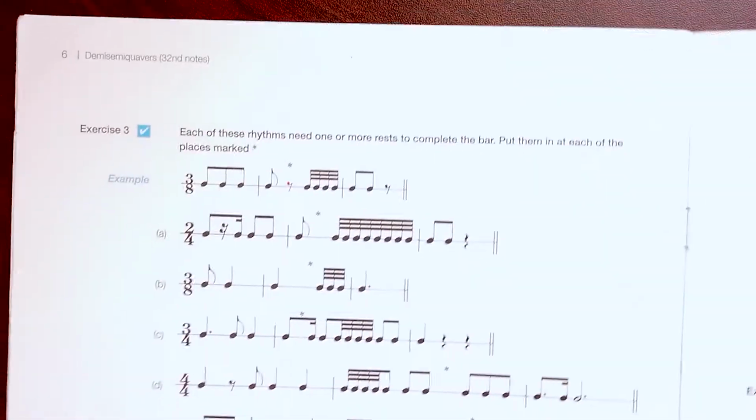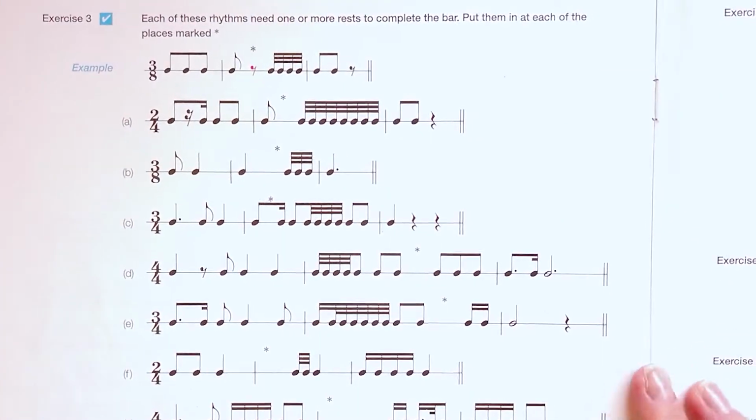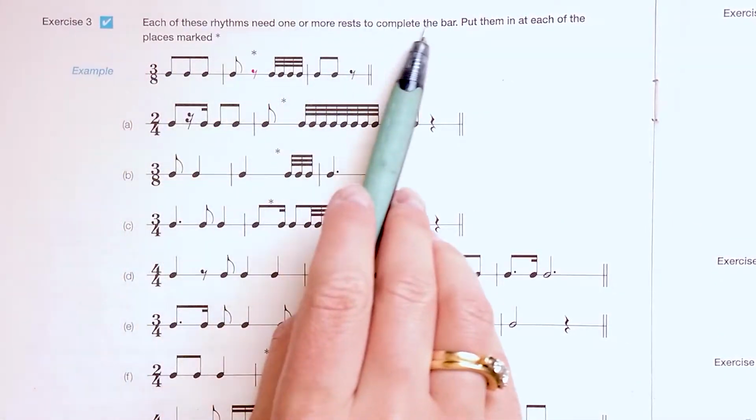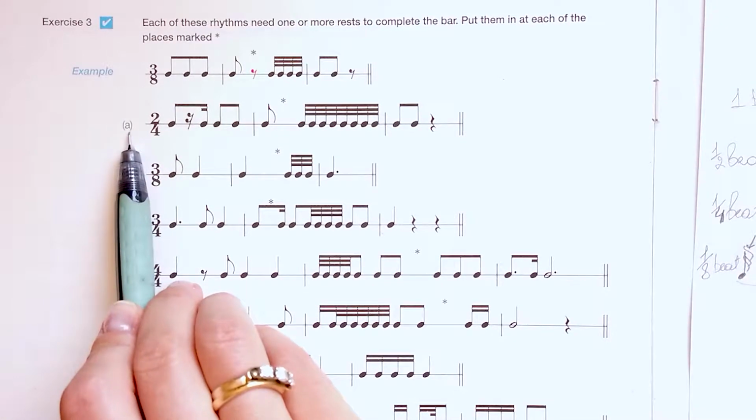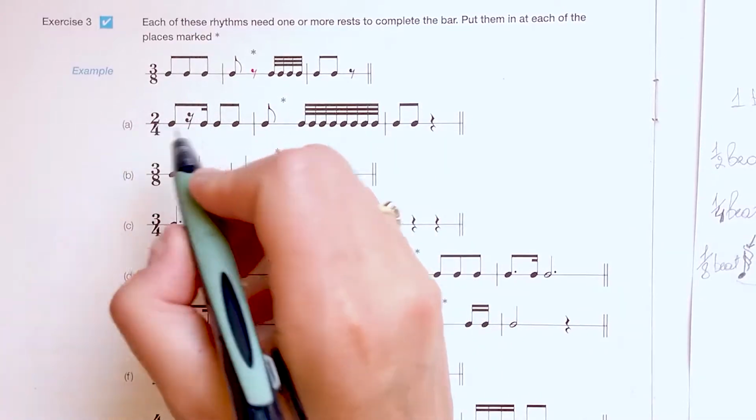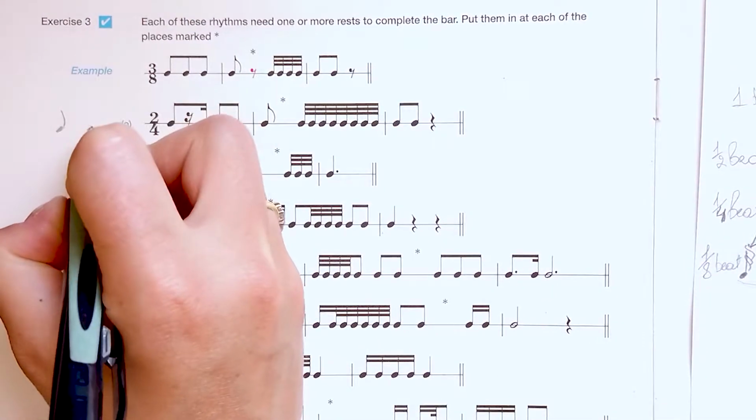Next task we have for you is to complete by the rests. We have the rhythm and we have to add the rests. Let's see how it will work. Example A. In this bar we have to put the rest under the stars.